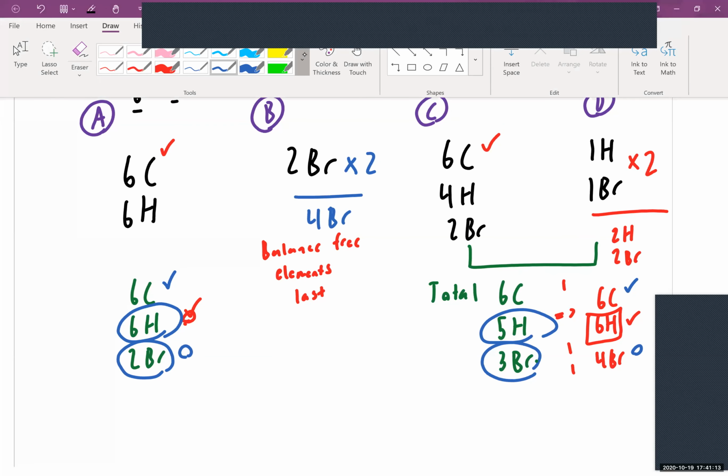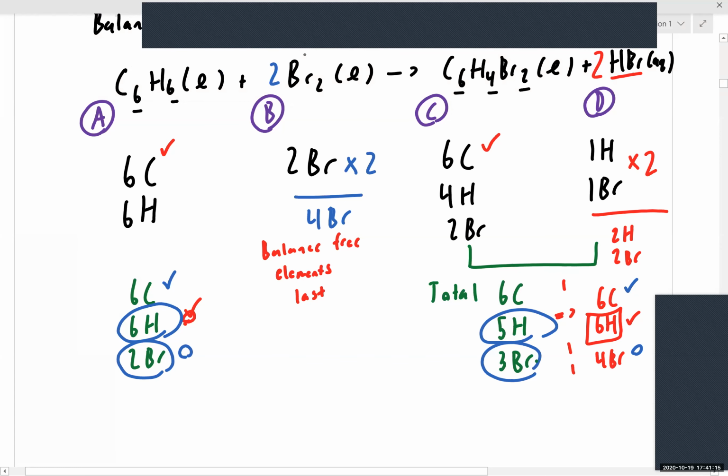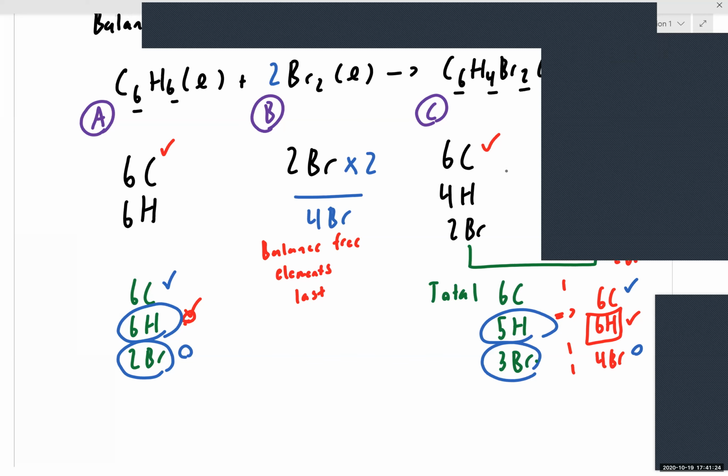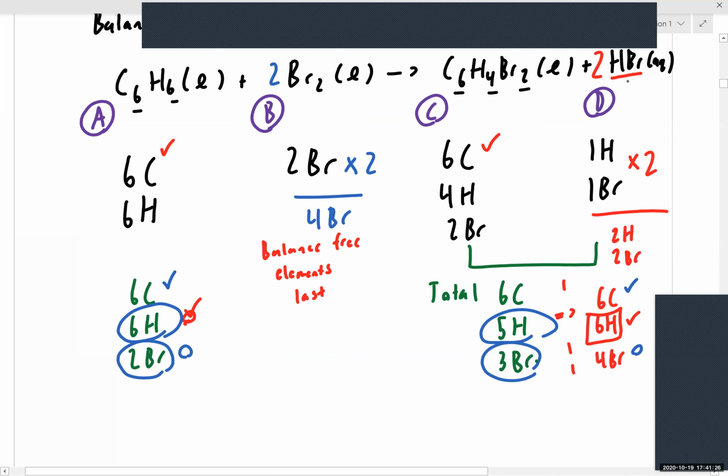So, key features from this discussion. First, we balance our free elements last. Second, we focus on adjusting our reaction coefficients for our simplest chemical species. We don't want to mess with the formula that has carbon because carbon's already balanced. Finally, we keep updating our total counts of the atoms of each element and adjusting our coefficients step by step.